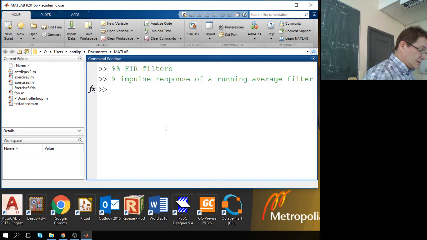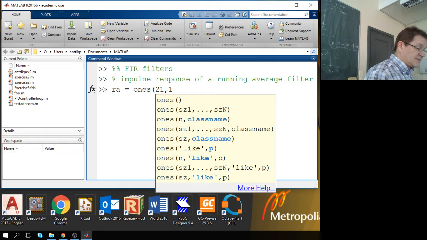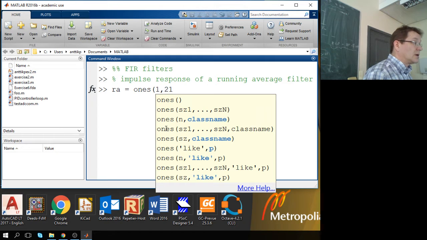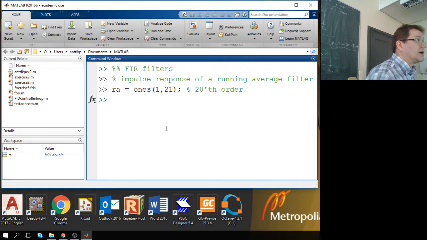All right, so that would be RA equals just ones, and let's say make this, for example, a 21-point running average filter. Wait a minute, I need to do it the other way. One row, 21 columns. Okay, the order number is 20. 20th order system. All right.